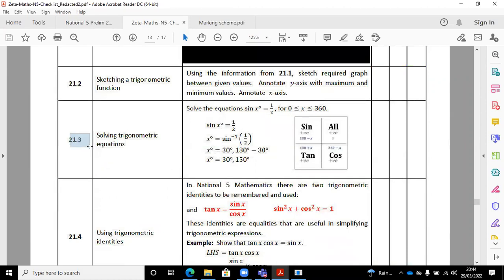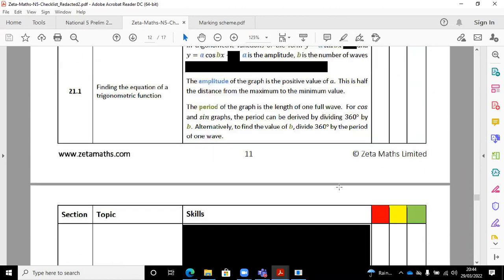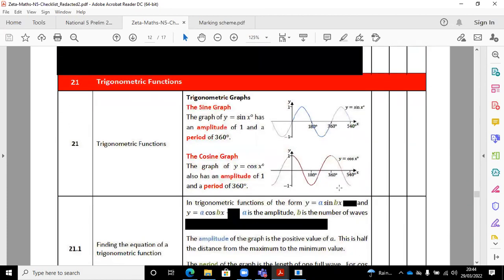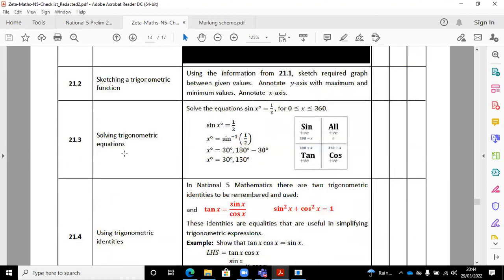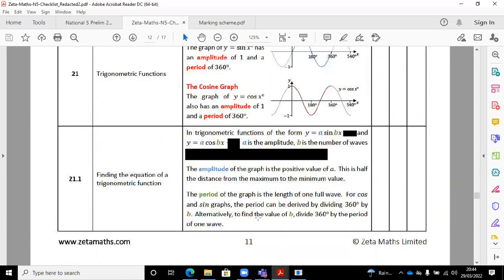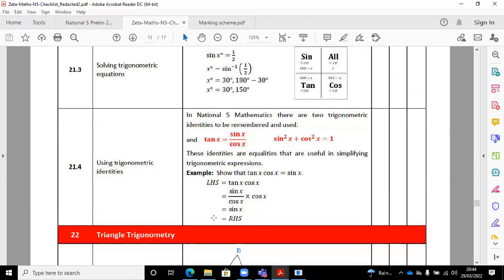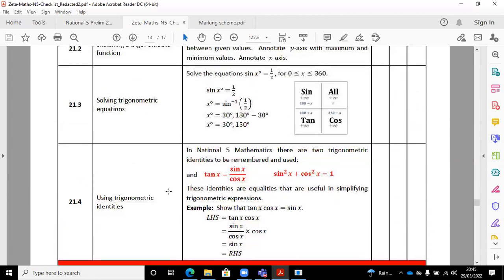That's what we just did, 21.3, solving the equation. There's not much more that they can ask you there. Once you get that, and once you get the drawing part of it, then you've got trig. The trig identities are separate altogether.